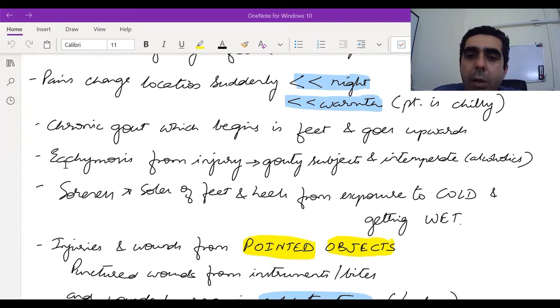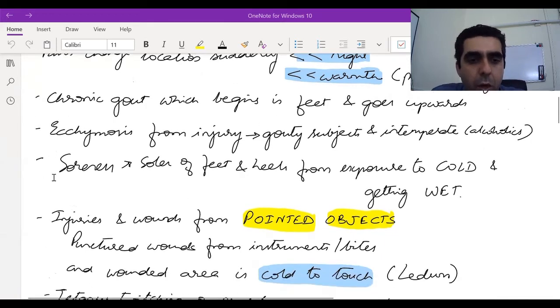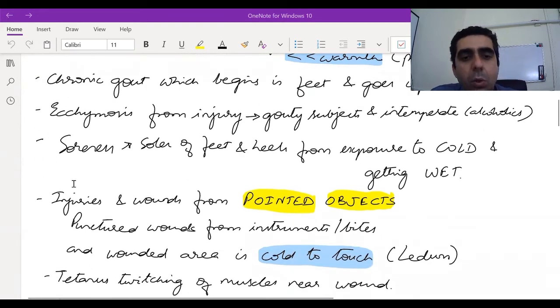Then it causes ecchymosis, which is the discoloration of the skin from injuries, especially in gouty subjects and in alcoholics. So when you see ecchymotic patches due to injuries in gouty patients or patients who are alcoholics, think of Ledum as a remedy. There's a lot of soreness, especially of the soles of the feet and heels, and this soreness can be due to exposure to cold and getting wet in rains.